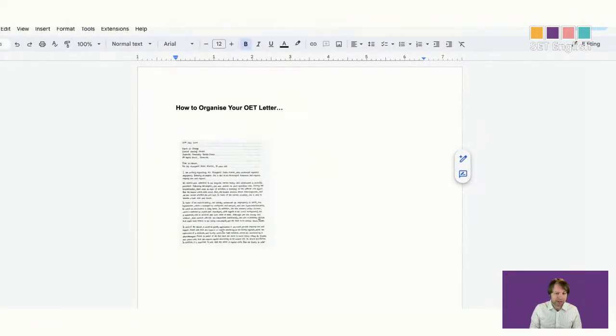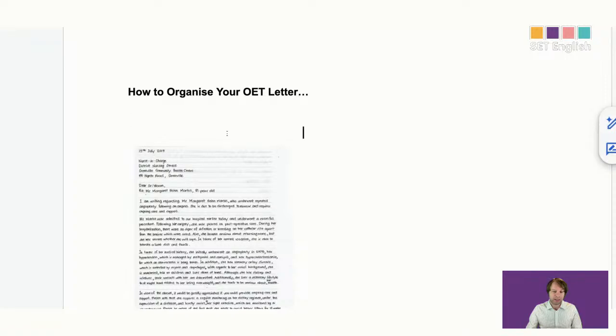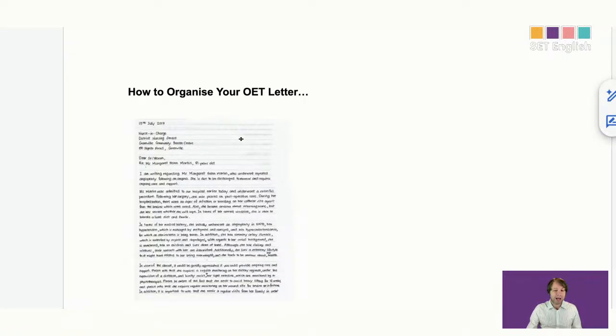Today we are going to talk about organization. So, organizing your letter. We're talking about OET writing, and I'm going to share my screen and hopefully you guys can see this here. So, how to organize your letter. Here, of course, we have an example. This is an example of an OET letter, and I want to just start by talking about paragraphs.